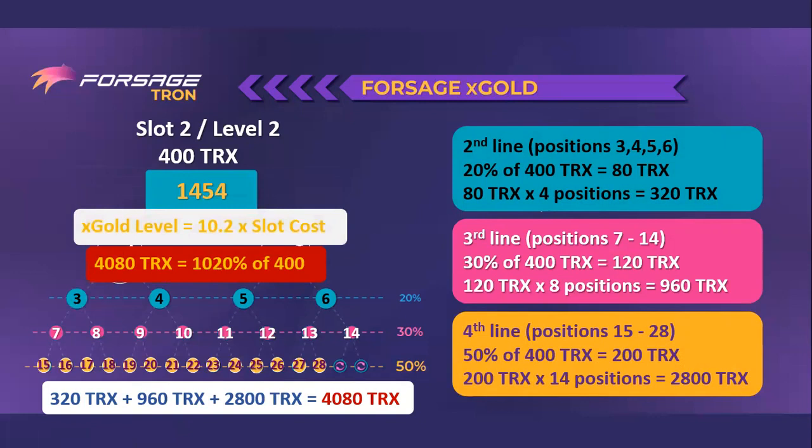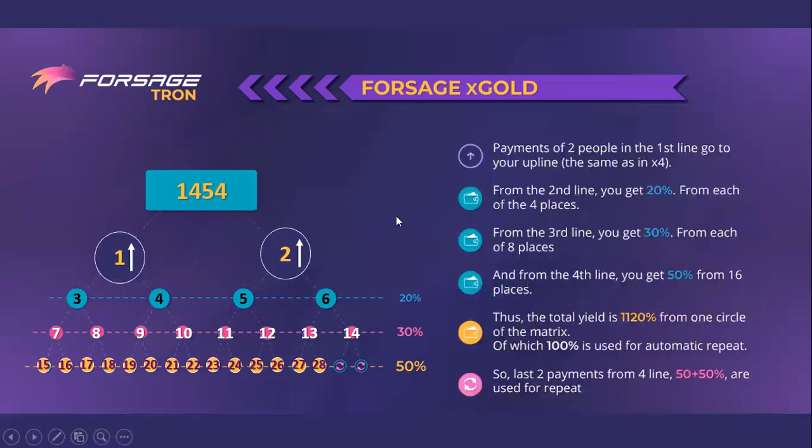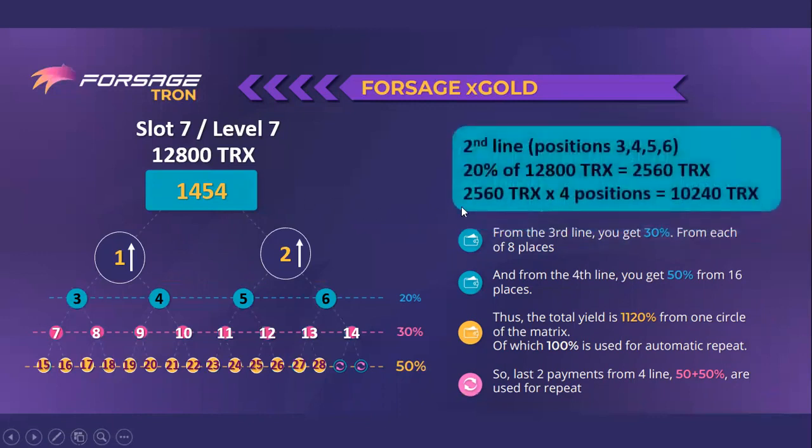Wow. Now I want to share with you that I plan to buy at most at the pre-launch of X Gold up to level 7. And I want to compute how much will I earn in level 7 or slot 7, right? So I want to excite myself. So slot 7 or level 7 costs 12,800 Tronics, right? So in the second line, position 3, 4, 5, 6, 20% of 12,800 Tronics is 2,560 Tronics.